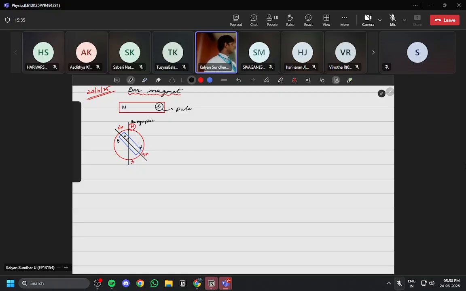So there are two axes. One is the geographic axis and the other is the magnetic axis, and we call it a meridian. Meridian is the line joining both the poles. So this is the geographic meridian, and this is your magnetic meridian. For the geographic meridian, this will be your equator.